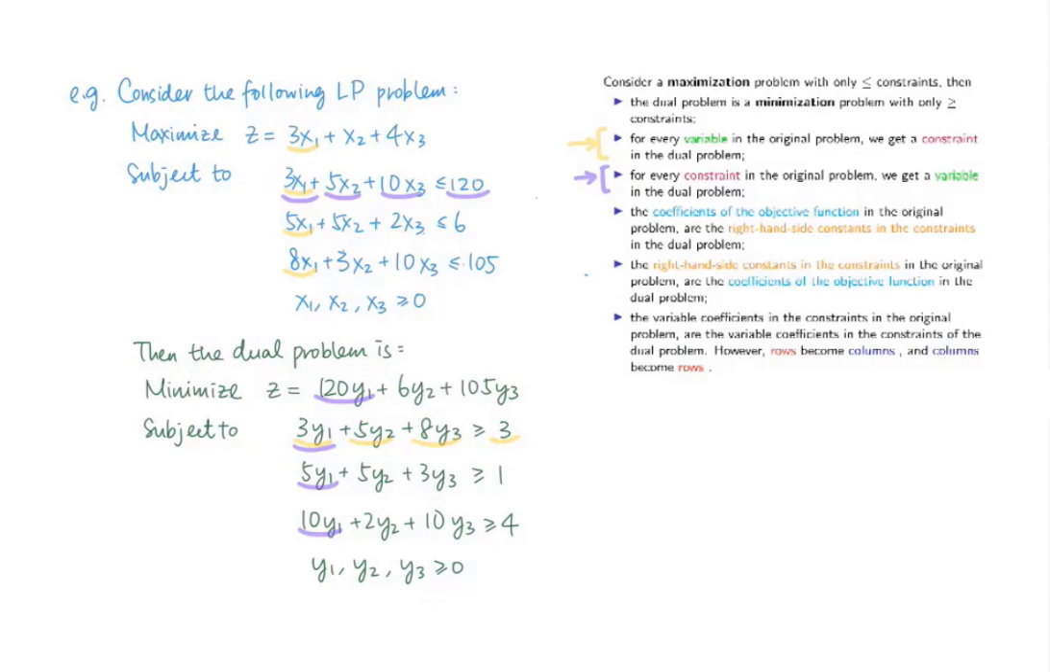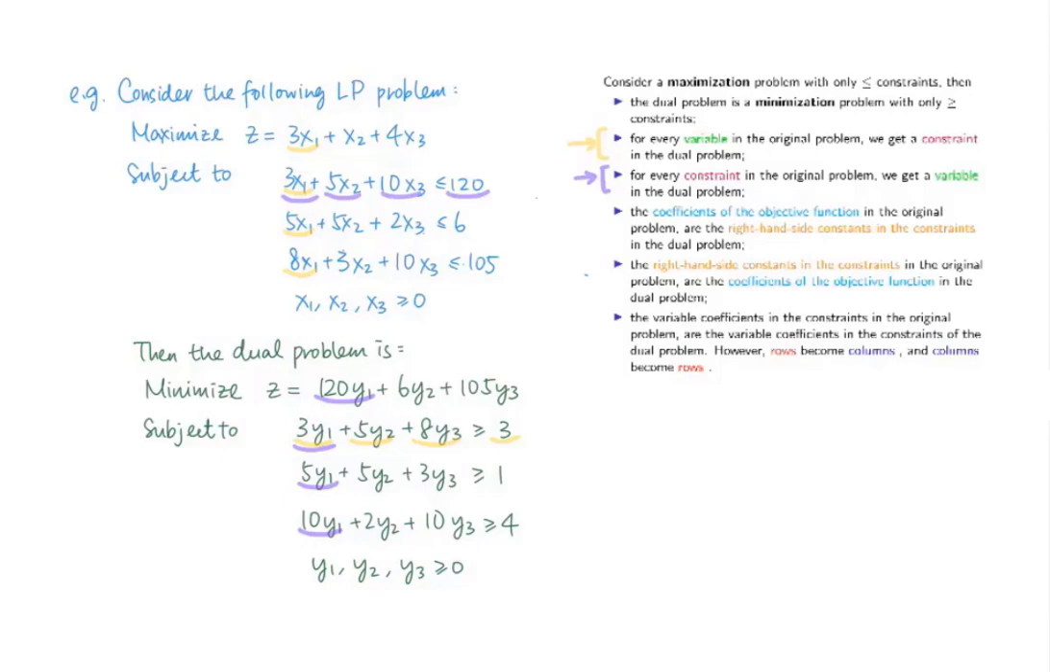Similarly, in the original problem, the terms involving the second variable give us the information to build the second constraint of the dual problem. The third variable in the original problem also gives us information to build the third constraint in the dual problem.